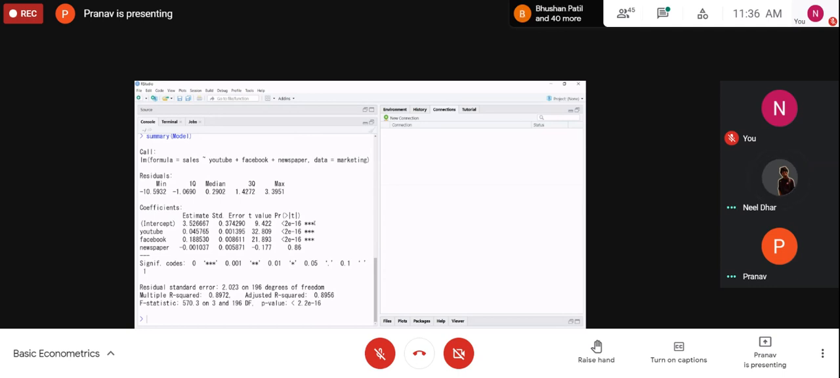Yes, sir, could you please repeat that? The asterisk sign tells you that all these coefficients, or the associated t values of these coefficients, are statistically significant, right? Even at 0%, meaning there is very high confidence of their rejection. Is this clear?